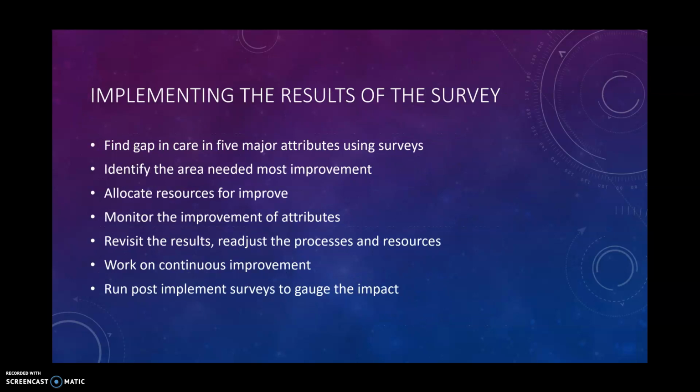Implementing the results of the survey involves finding the gap in care in the 5 major attributes, using the surveys to identify the areas that need the most improvement, to allocate the resources for making these improvements, to monitor the improvement of the attributes, to revisit the results, readjust the process and the resources, to work on continuous improvement, and to run a post-implementation survey to gauge the impact of these results.